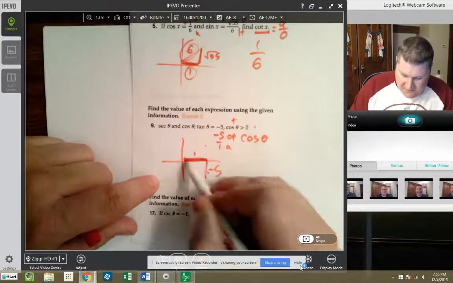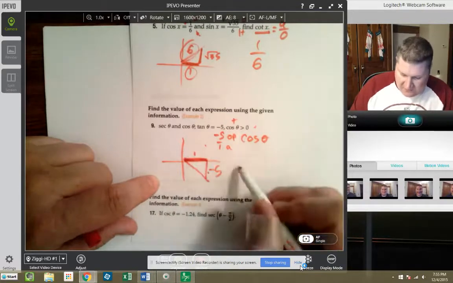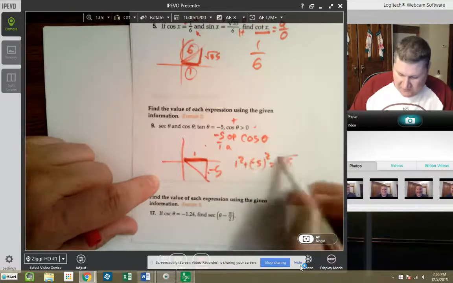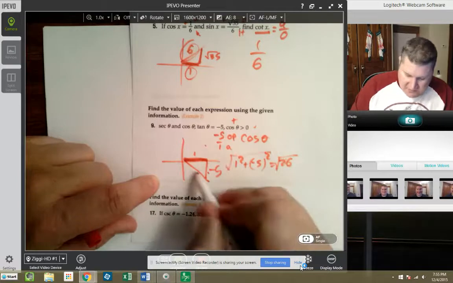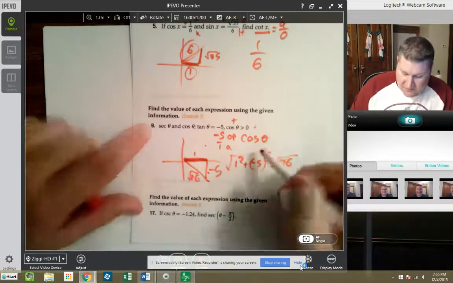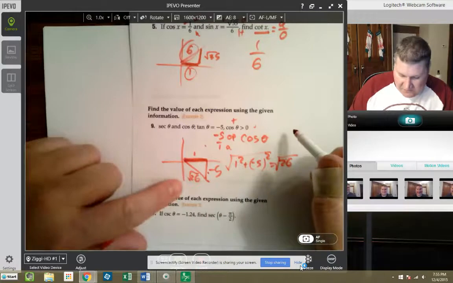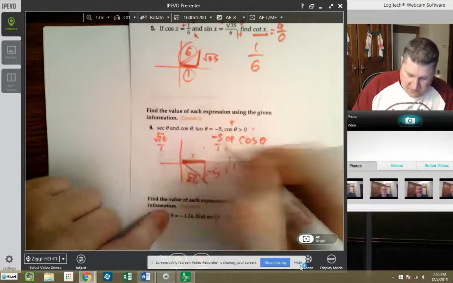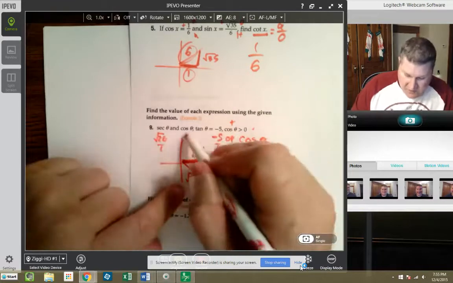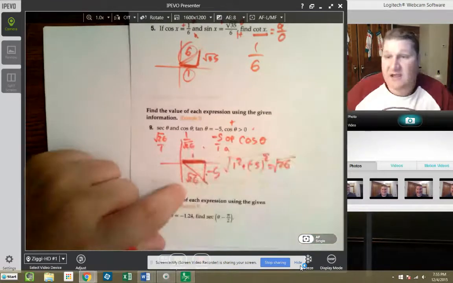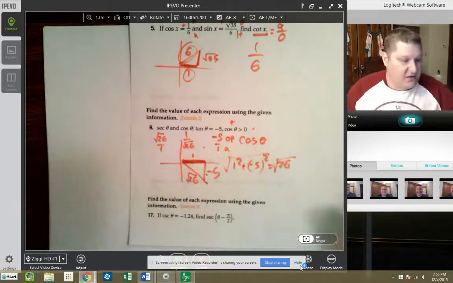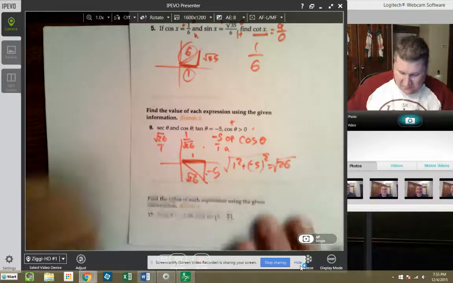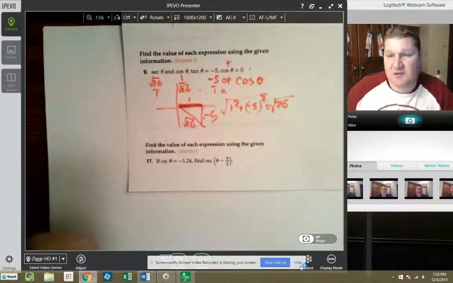So I got 1, I got negative 5. At this point, I can find the hypotenuse. So I can say 1 squared plus negative 5 squared equals 26 and square root both sides. So square root 26. There you go. So secant is hypotenuse over adjacent. So secant is root 26 over 1, and cosine is 1 over root 26. So again, it's simply a matter of drawing the pictures. Draw the pictures.